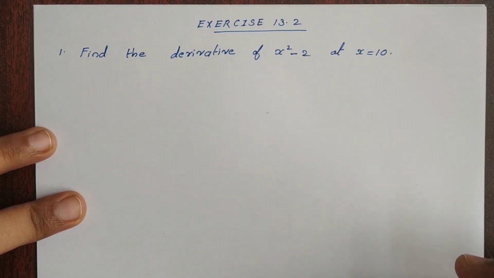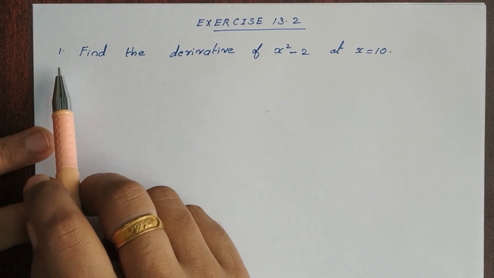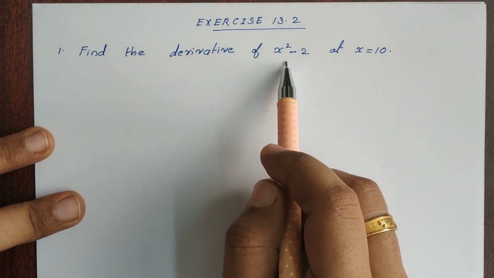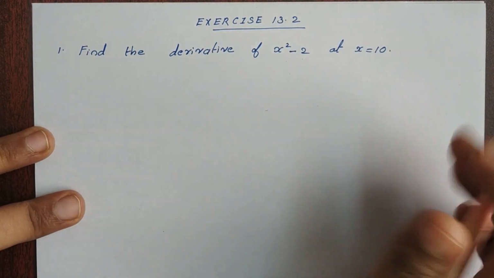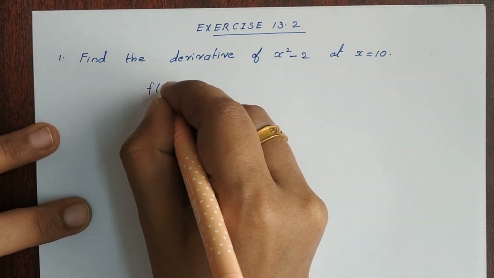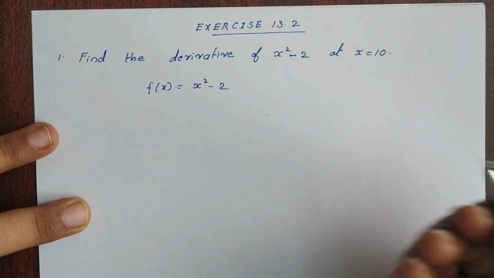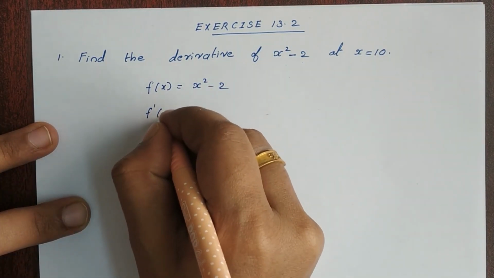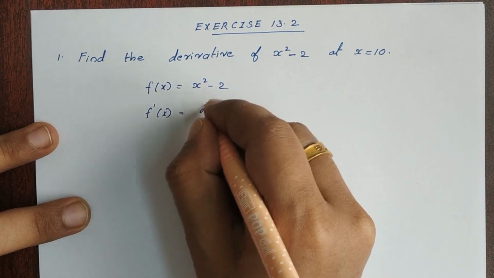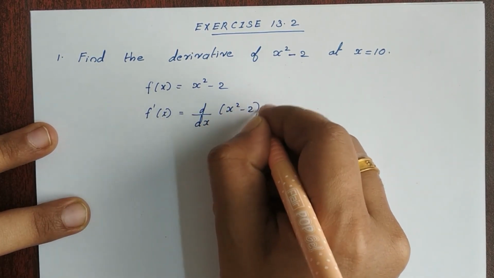Hi everyone, this video is the exercise 13.2 problems. First question: find the derivative of x square minus 2 at x is equal to 10. The function f of x is equal to x square minus 2. Then the derivative f dash x is equal to d by dx of x square minus 2.